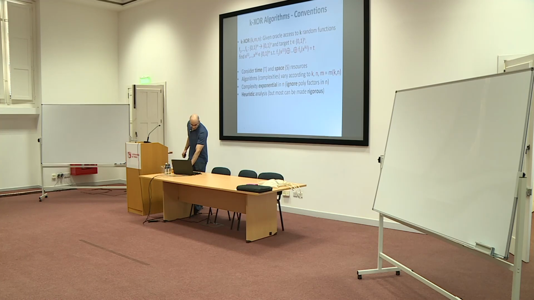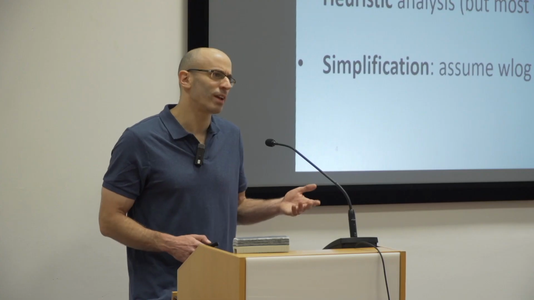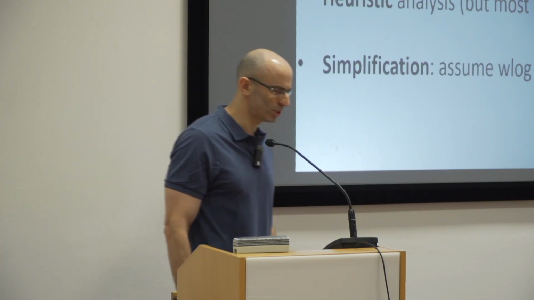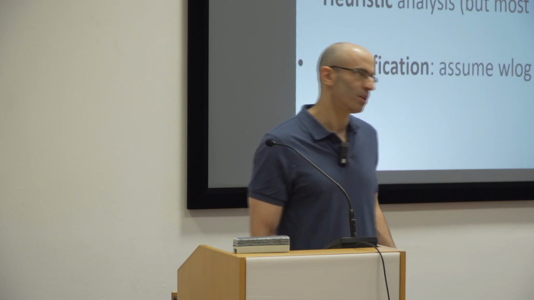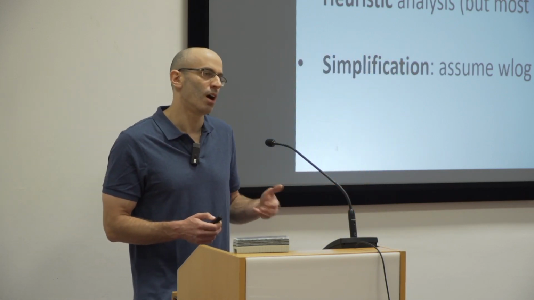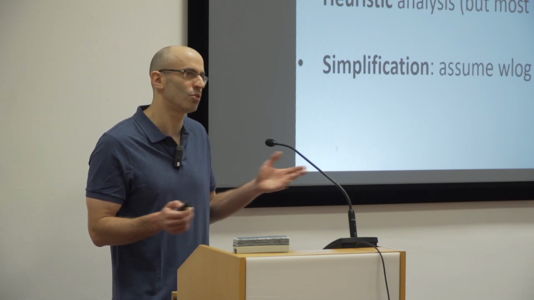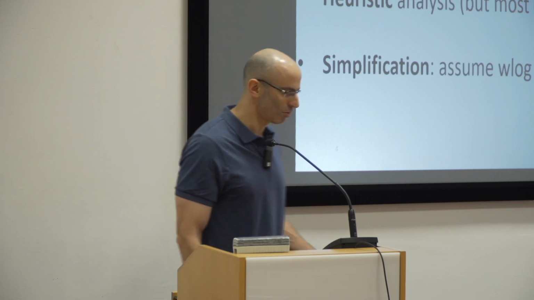Okay, so let's again examine the k-XOR problem, and let's make a first simplification. The first simplification that I'm going to make is that I'm going to assume without loss of generality that the target here is equal to 0. And why can you do that? Well, there is a simple reduction that shows that if you can solve the problem with target 0, you can solve it with basically the same time and space for any target t. And the reduction goes as follows.